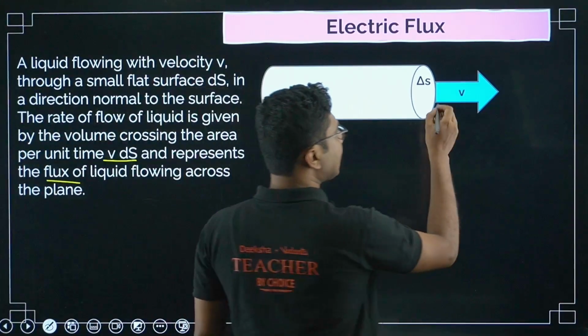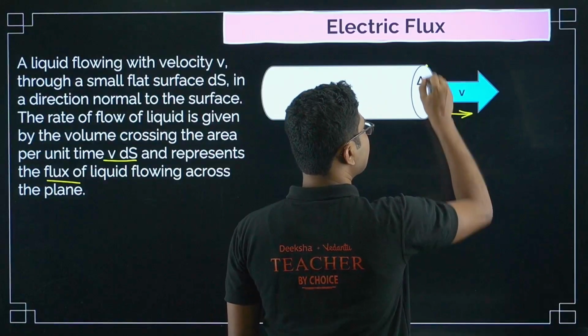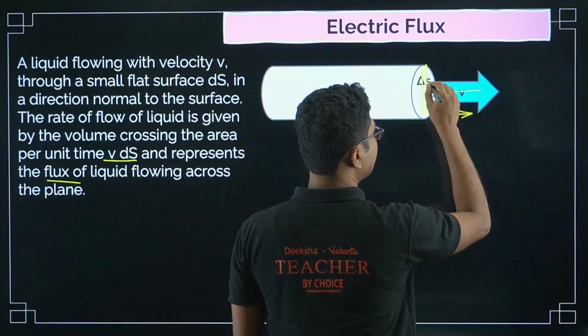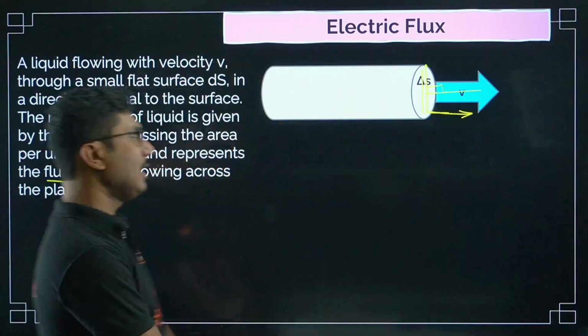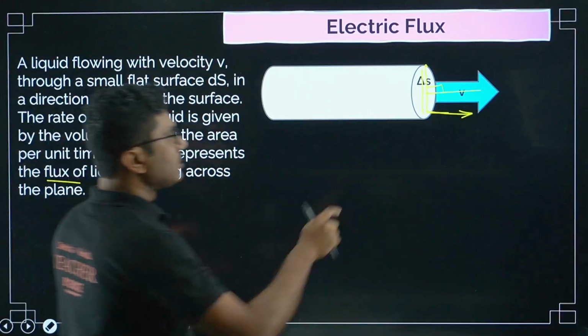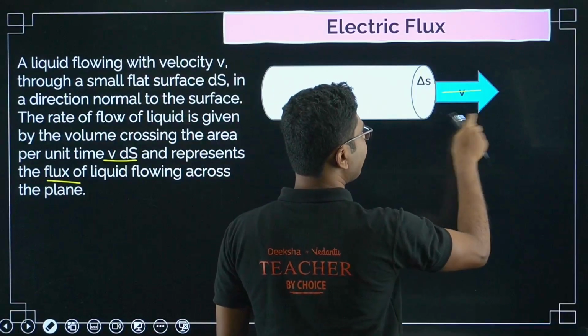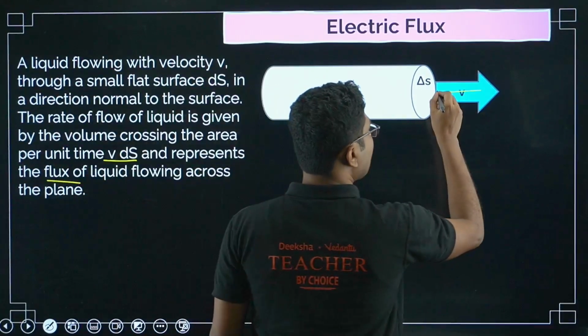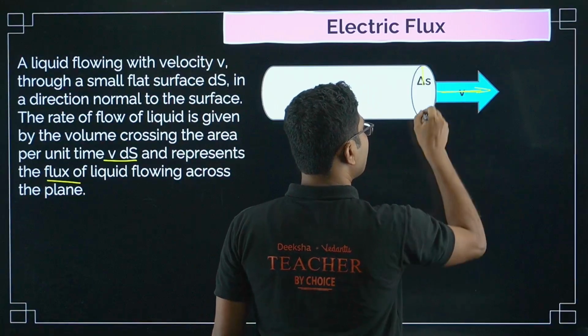So here you can see that the volume, this is the surface area, so they are normal. Normal means basically the perpendicular direction. This angle is 90 degrees. That is the meaning of normal, if you forgot about it, right? So here you can see that the ds and v are normal to each other. Now, so this is the normal.